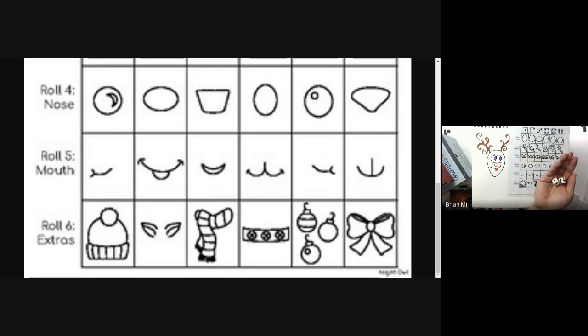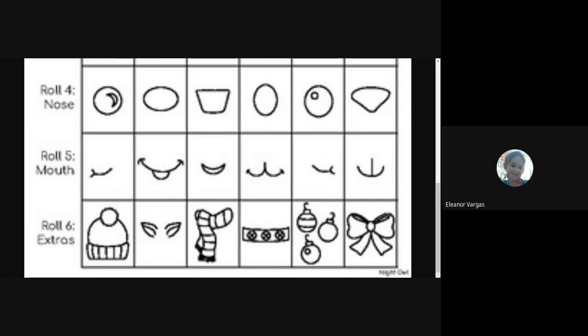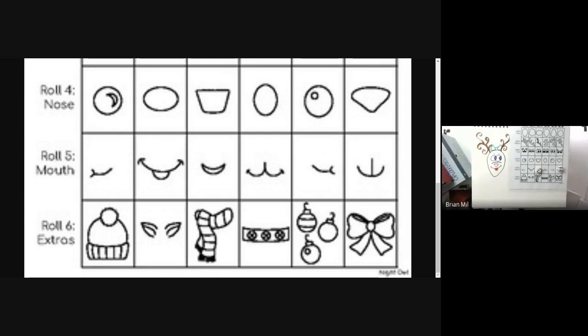So roll number six is titled extras. Here we go. I got a six and a three. Three is a scarf and six is a bow tie. Ooh, okay, those are interesting. You know what? I'm going to probably try to do both. Bow on top. Oh my gosh, this is looking like a really interesting reindeer, if you ask me. And then I'll add a scarf, I guess, at the very bottom.